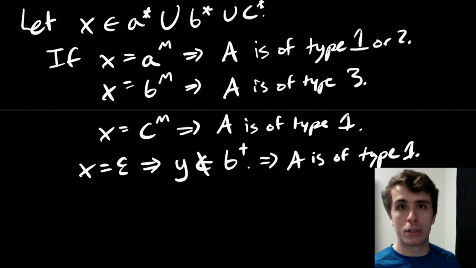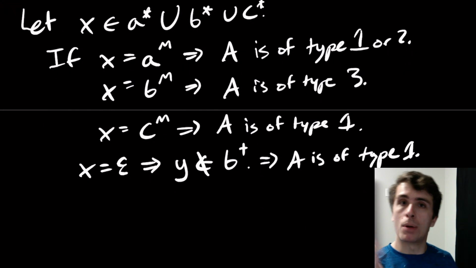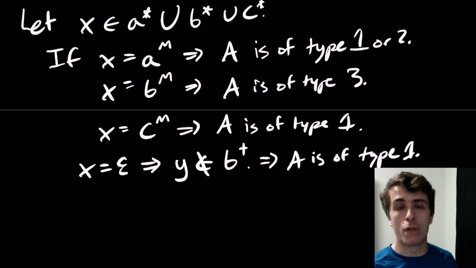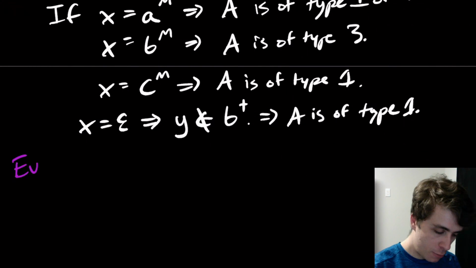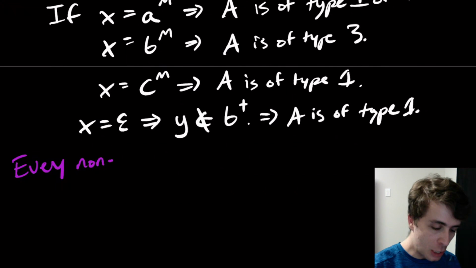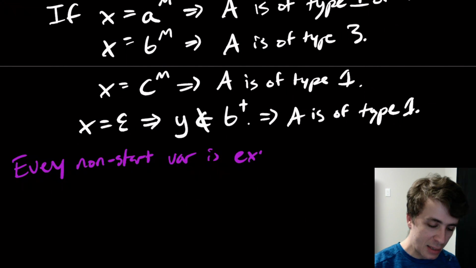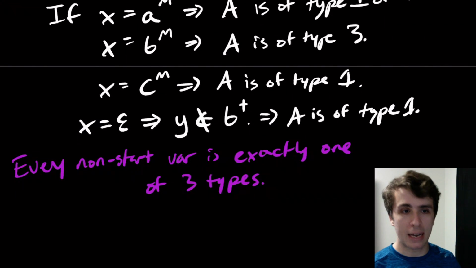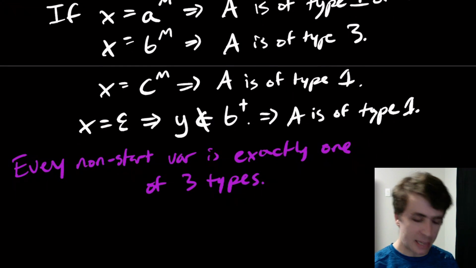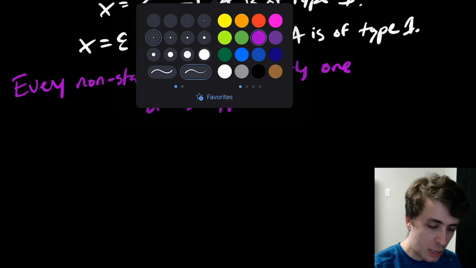Okay, so now what we're going to do is show that every variable belongs to exactly one of the 3 types that we talked about before. So every non-start variable is exactly one of 3 types. Okay, so how are we going to actually prove this? Let's say that this one is done by contradiction.